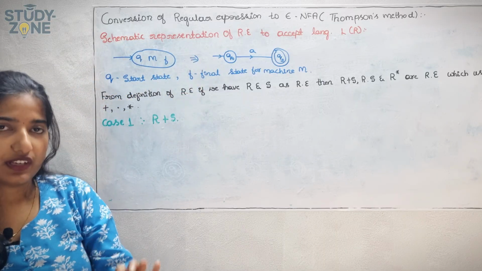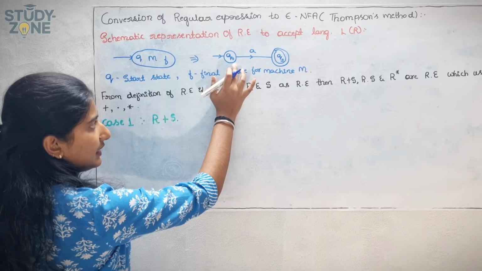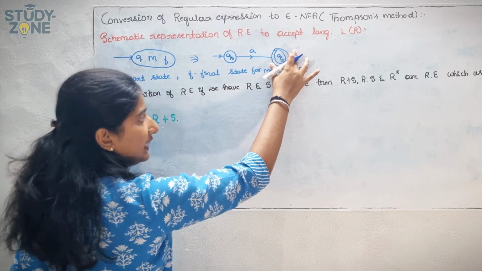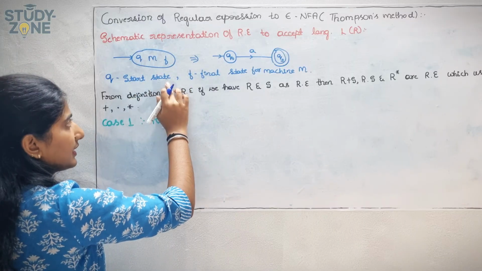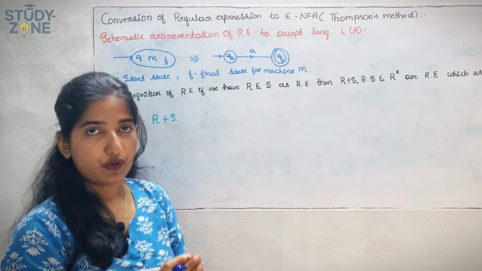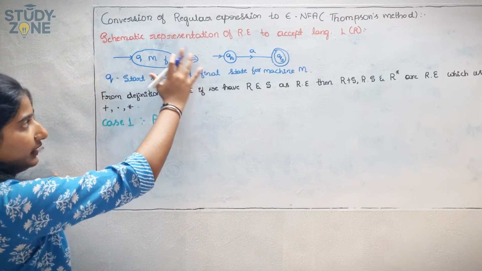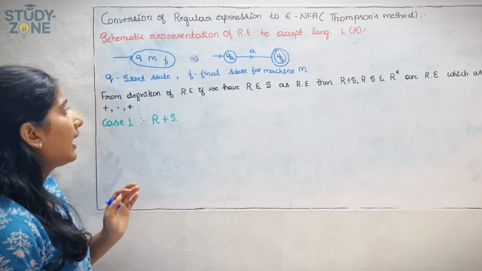For each and every regular expression, there will be a starting state, and if we get a as input symbol, it will move to the final state. So Q is the start state, F is the final state for machine M. So this is one thing. This is how we represent a regular expression.